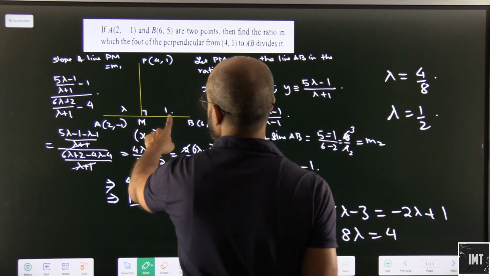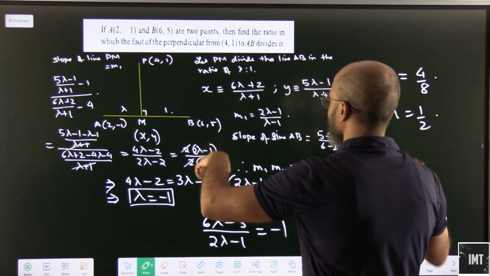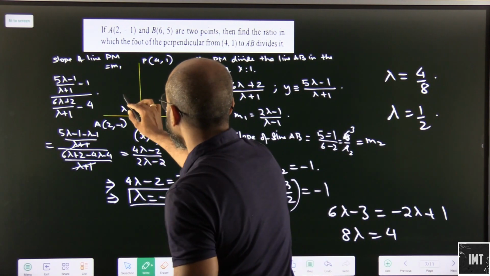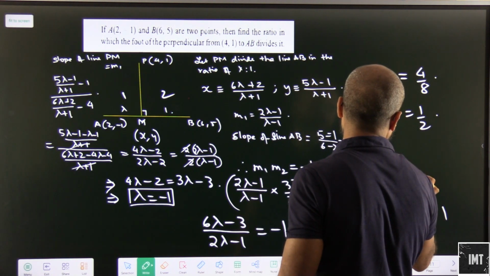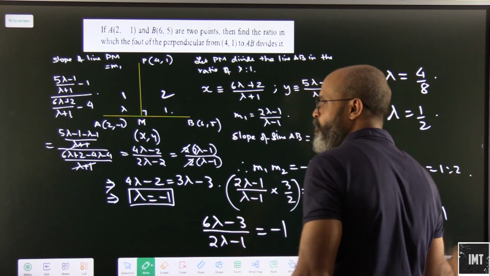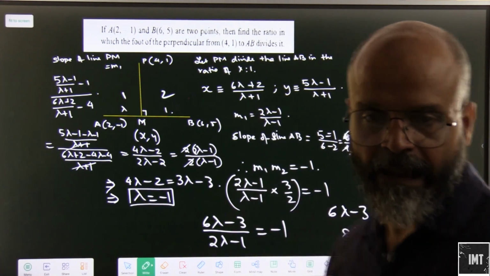So it means that AM is to MB is 1 is to 2. AM is to MB is equal to 1 is to 2. Okay. All right.